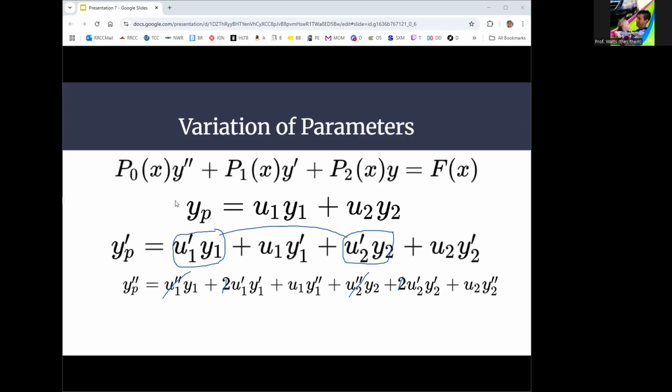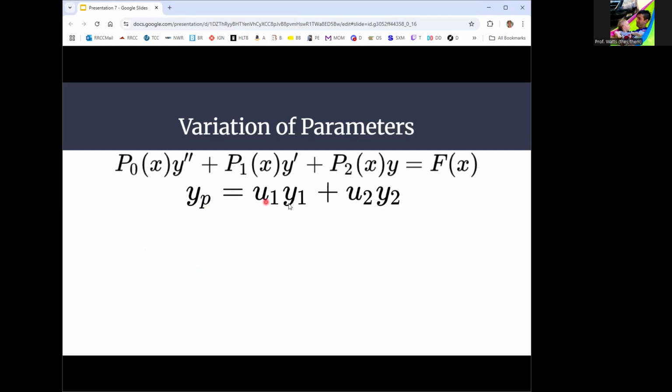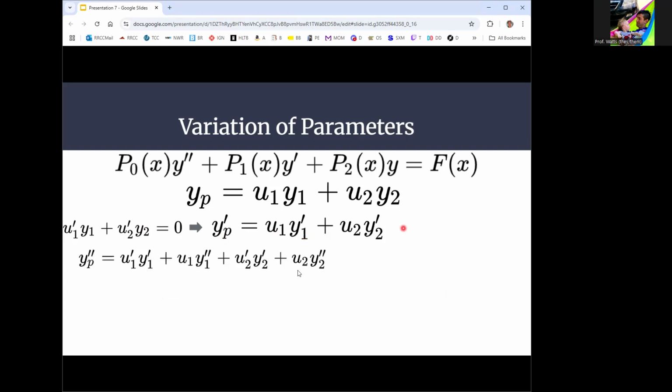All right, so same form for the particular solution, u1 y1 plus u2 y2, but we're now going to put on this requirement that u1 prime y1 plus u2 prime y2 equals 0. When you do that, your first derivative is much simpler because two of those terms are gone. So now yp prime is u1 y1 prime plus u2 y2 prime. And that makes our second derivative much simpler, though we do need to use the product rule twice, and we do get these four terms. All right, so what happens if we put those in?